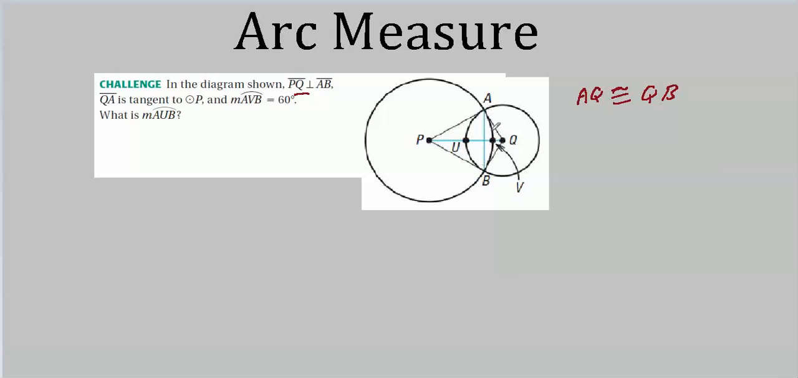So if the angle here is 120, that's how we measure the arc, isn't it? So this arc, this larger one here, is 120 degrees. And that's the measure of AUB.